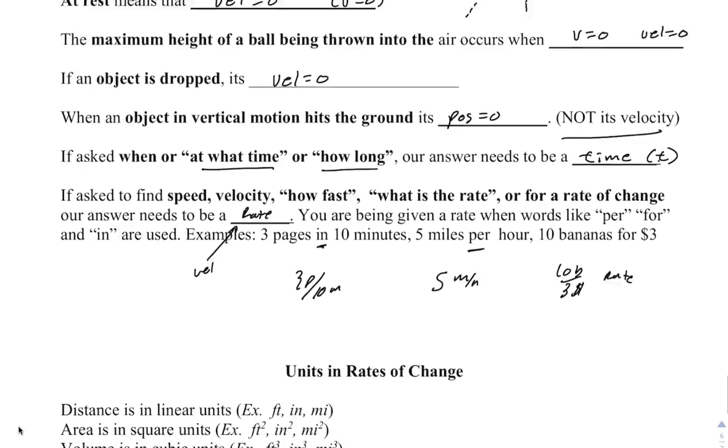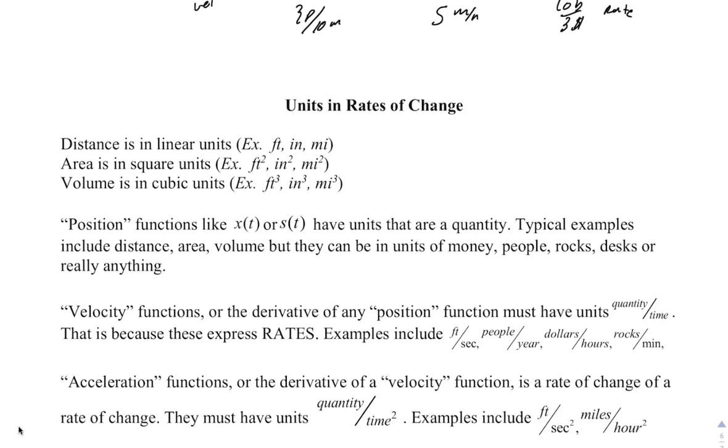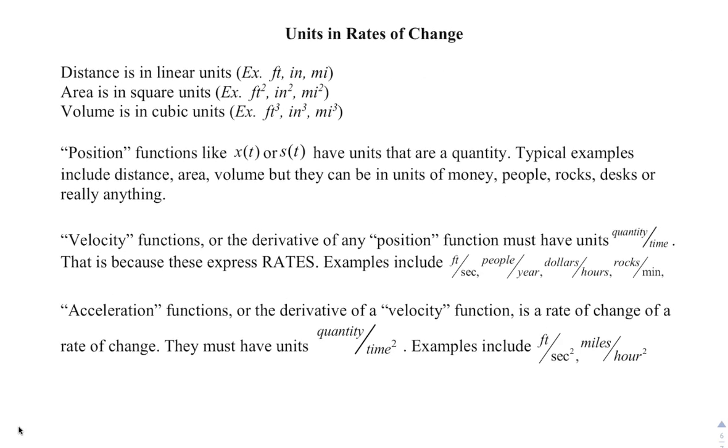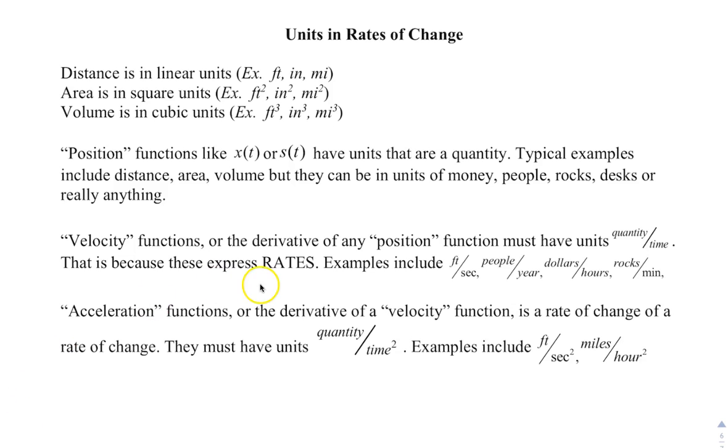So let's move on to some actual examples, or some units and rates of change. I jumped the gun a little bit there. So these are just some units to help you understand what you're doing when you're doing it. Distance, as we all learned in like 3rd grade, is a linear unit: feet, inches, miles. How far are you? Area is in squared units, and volume is in cubic units.